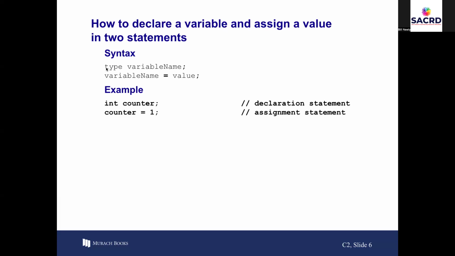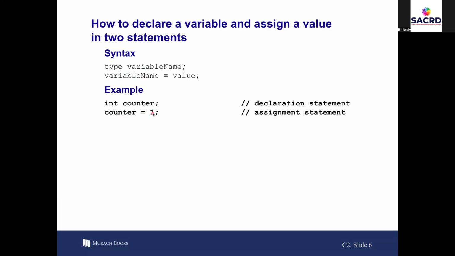Here's an example of how to declare a variable and assign a value. So this is the declaration. You say what the type of the variable is, int or double, and then you give it the variable name, and then you can assign it a value. So this is a definition, int counter, and this is an assignment, counter equals 1. The equals here is an assignment. It does not test for equality.